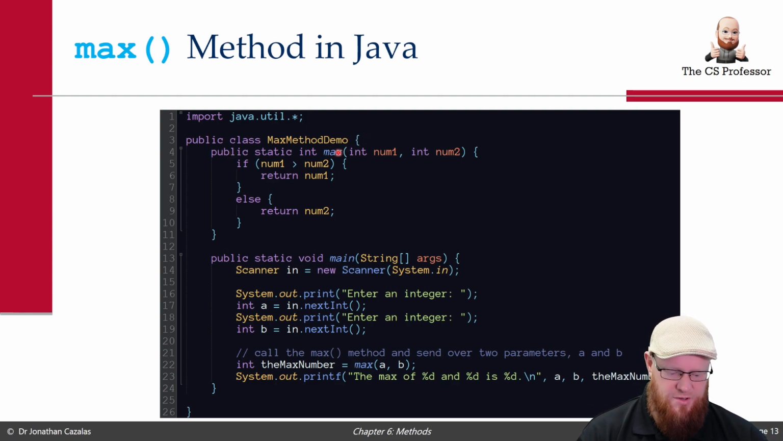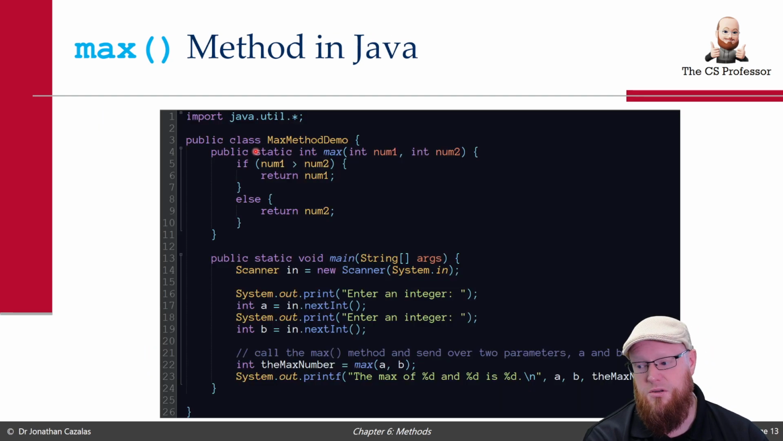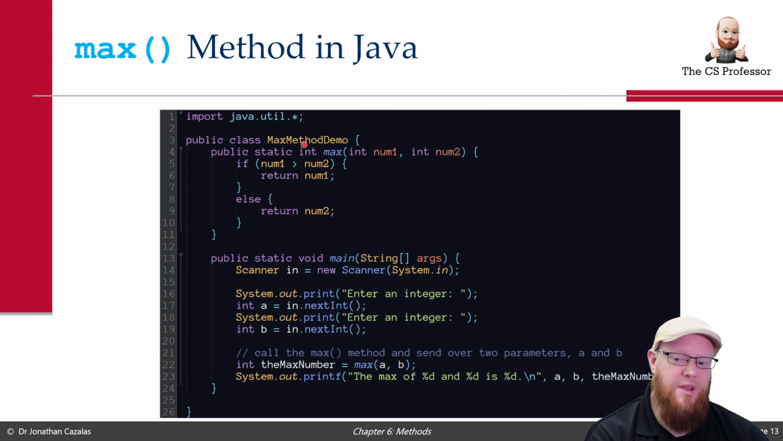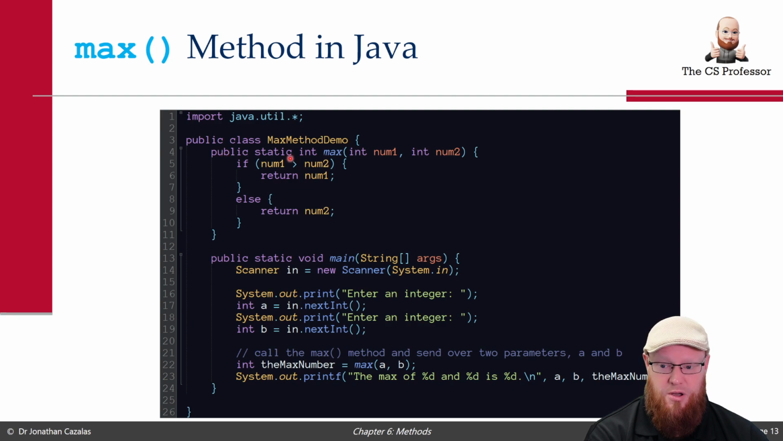So what's left? Well, the name of the method is the same as the name of the function. And what's left, what's different here? There's no define. Instead, we have public static.